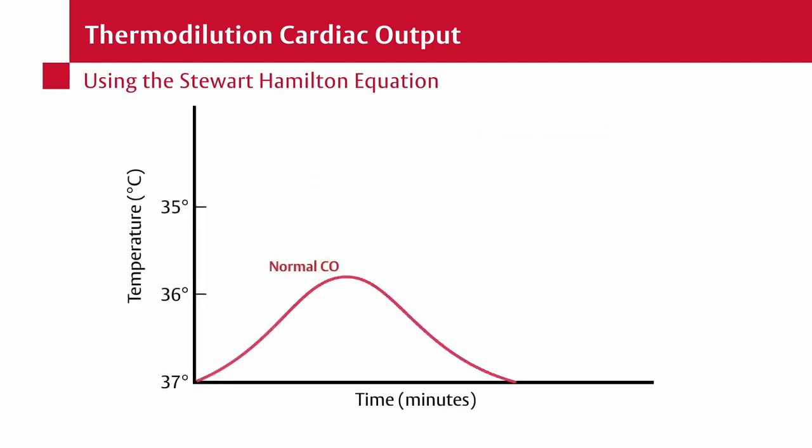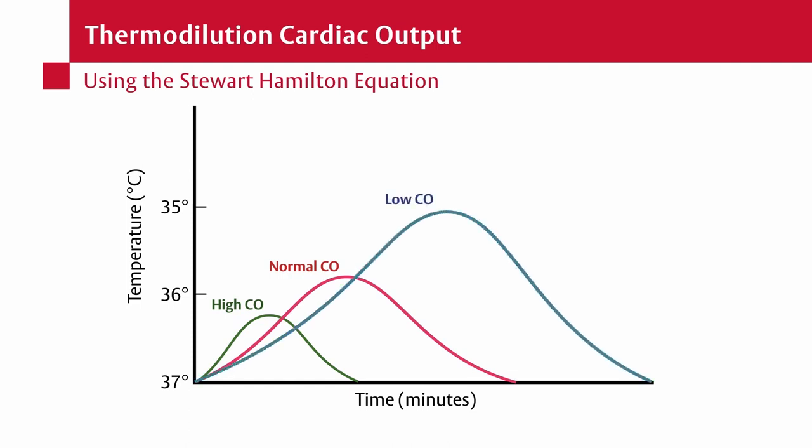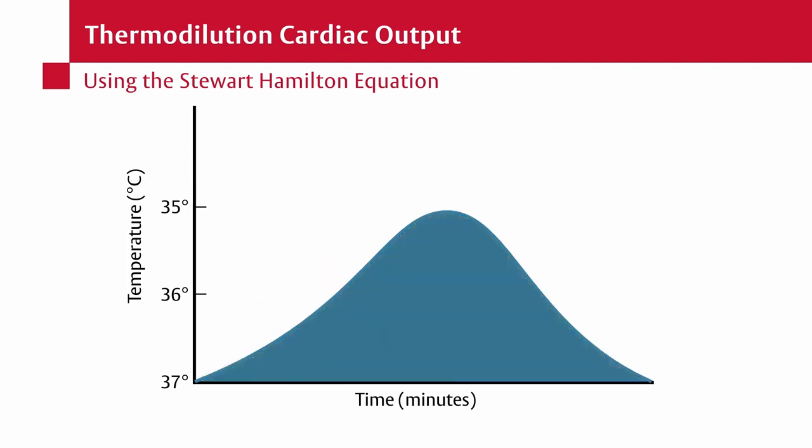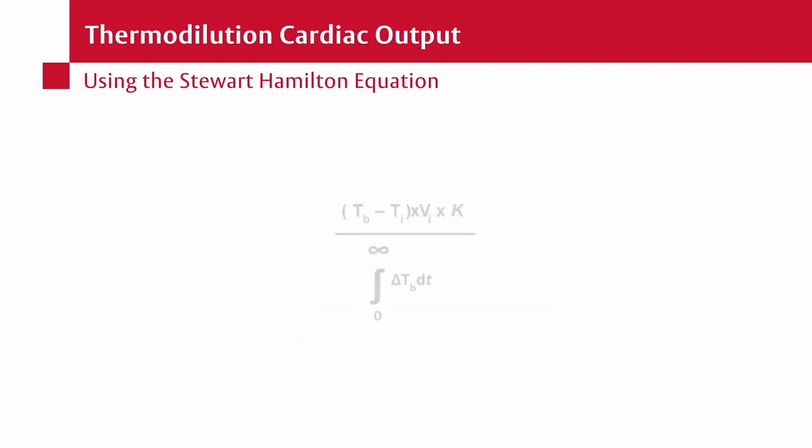A small curve indicates a higher cardiac output, with the injectate rapidly passing the thermistor due to higher flow rates. A larger curve indicates a lower cardiac output, with the injectate taking longer to pass the thermistor due to lower flow rates. The area under this thermal curve represents the change in temperature over time and is converted to flow using the Stewart-Hamilton equation. It is displayed as cardiac output in liters per minute.